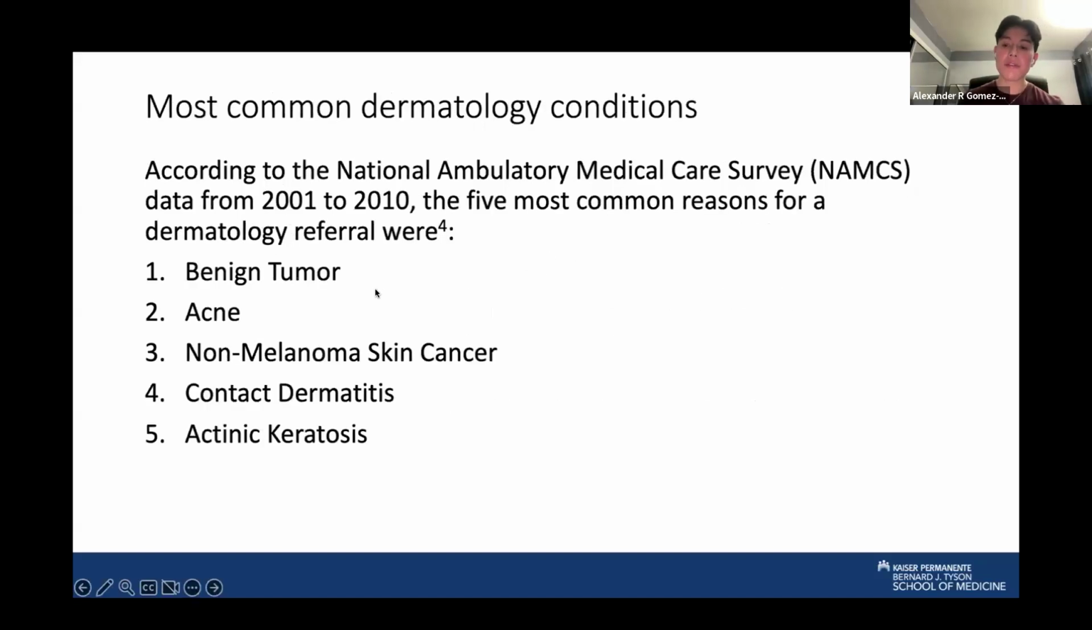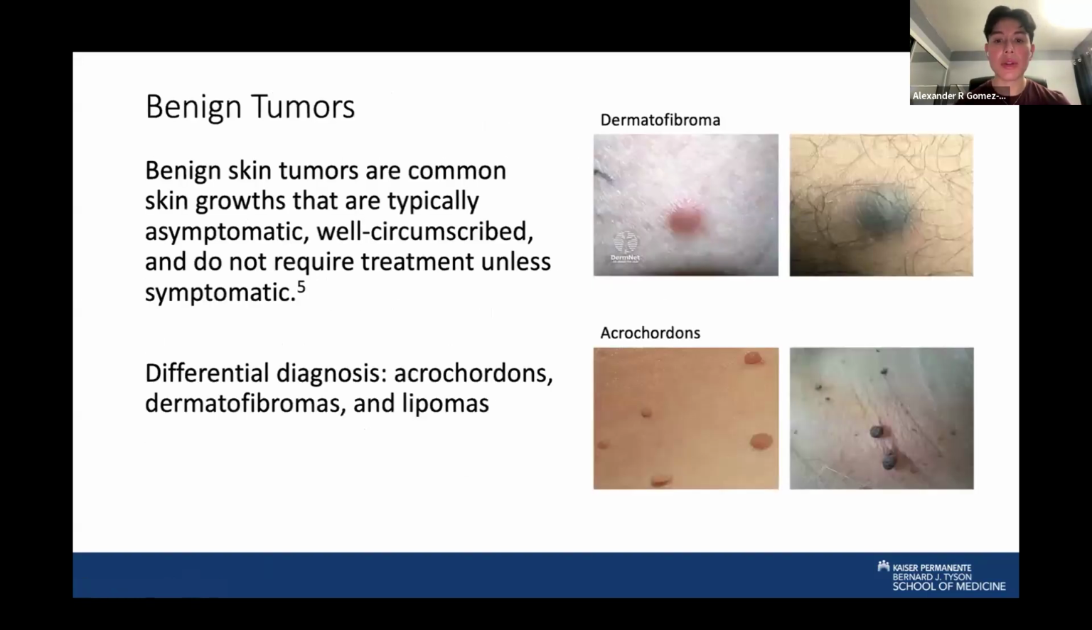And so we found the five most referred conditions through this national survey. These include benign tumors, acne, non-melanoma skin cancer, contact dermatitis, and actinic keratoses. And so these are the diagnoses that are linked to the referrals that are being sent to dermatologists. So now we'll jump into looking at the presentation.